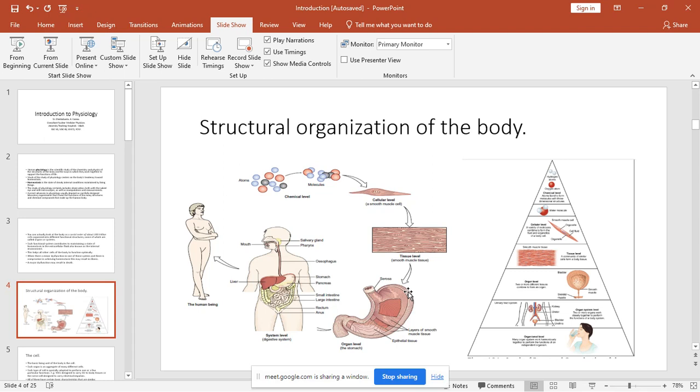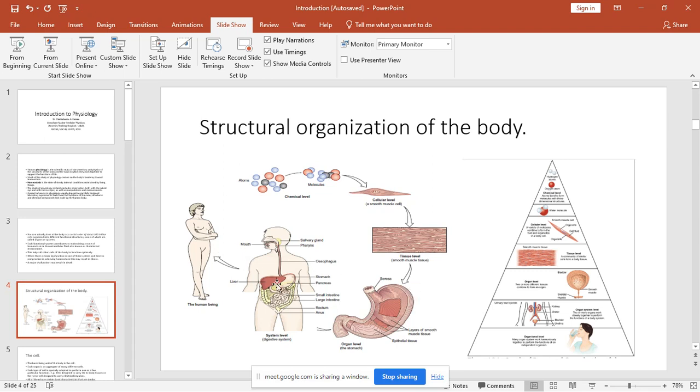And the stomach is part of a bigger organizational structure, which is the gastrointestinal system. And we know that the gastrointestinal system will be made up of the esophagus, the stomach itself, the small intestines, the large intestines, and it also has accessory organs, which we know to be the liver, the pancreas, salivary glands, etc.